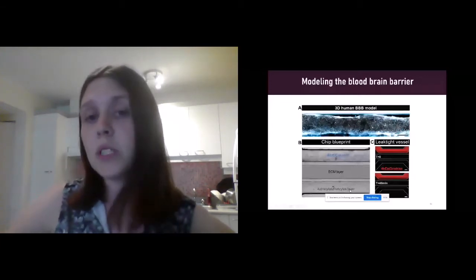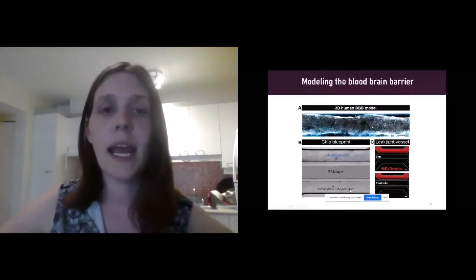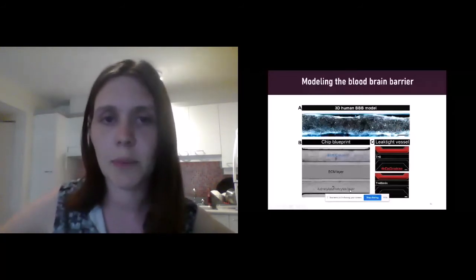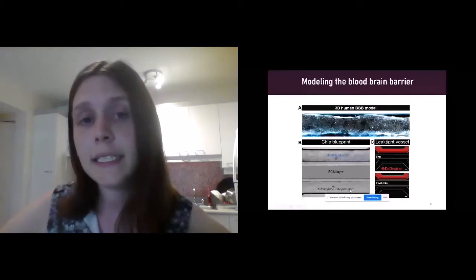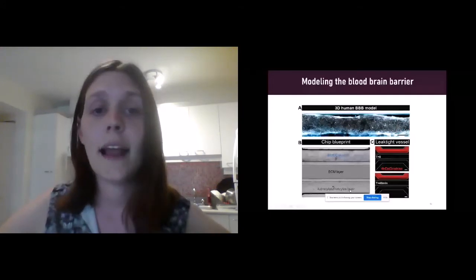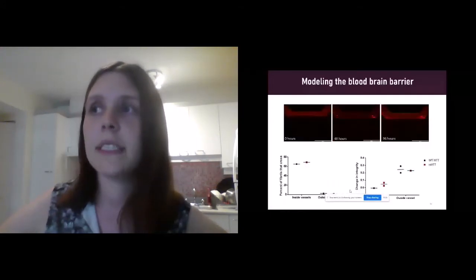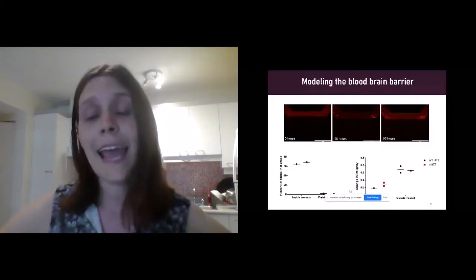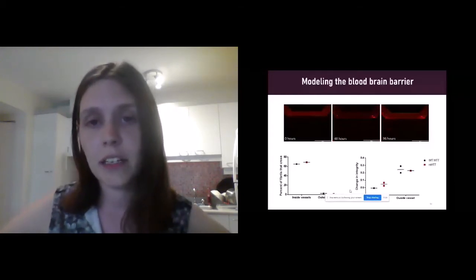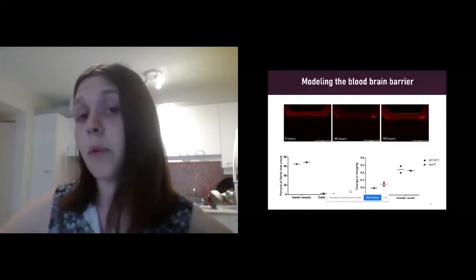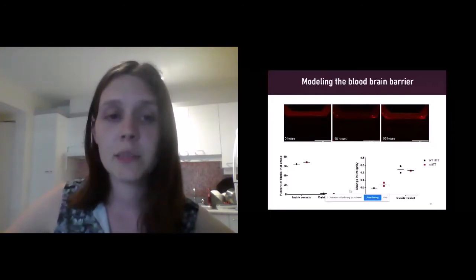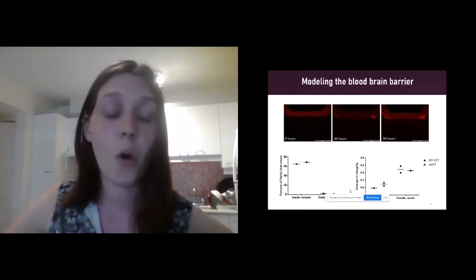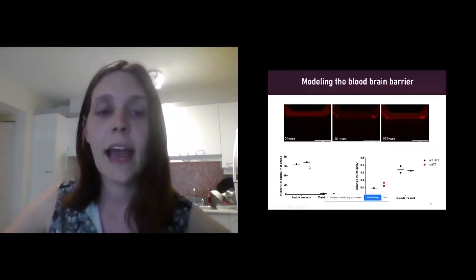To date, I've mostly been working on optimization, but we have managed to do a few preliminary experiments. We'll need to look at LRP1 in the future, but for now we did see that in our model, a fragment of the Huntingtin protein can cross from the endothelial cell compartment into the compartment with the central nervous system cells, and in the other direction. And we've done this both with mutant Huntingtin and wild type versions of the protein.